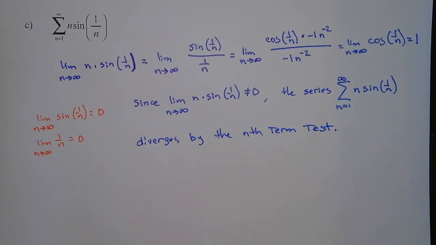Okay, and that's that example. Okay, let's go to example D. For this next example, we have the sum from n equals 1 to infinity of (n plus 1) factorial over (2n plus 3) factorial. Because you're dealing with factorials, automatically you should be thinking ratio test.